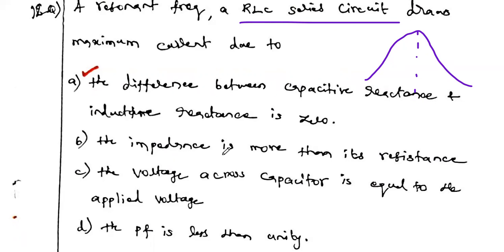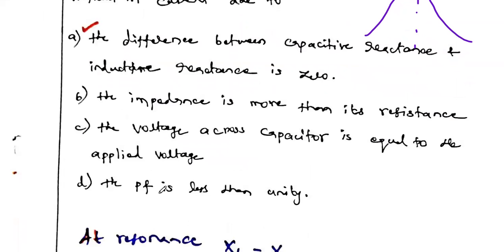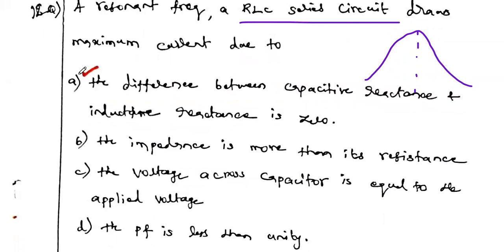The first option: the difference between capacitive reactance and inductive reactance is 0. The second option: the impedance is more than its resistance. The third: the voltage across the capacitor is equal to the applied voltage. The fourth: the PF, power factor, is less than unity. Which one is the correct one? The first one.